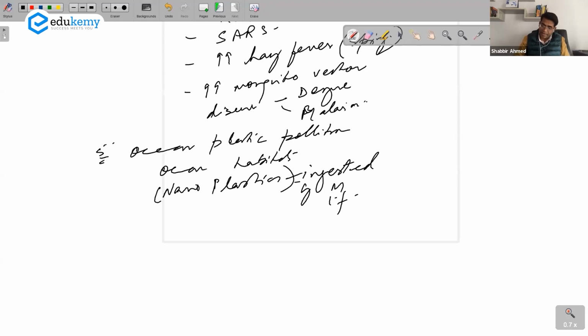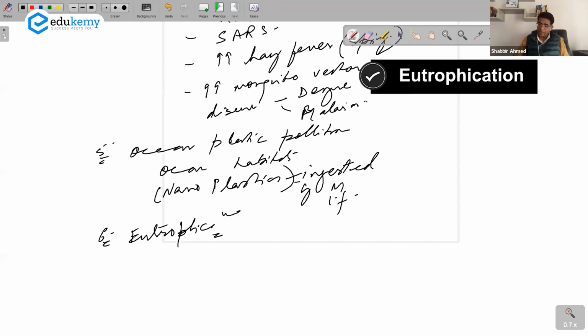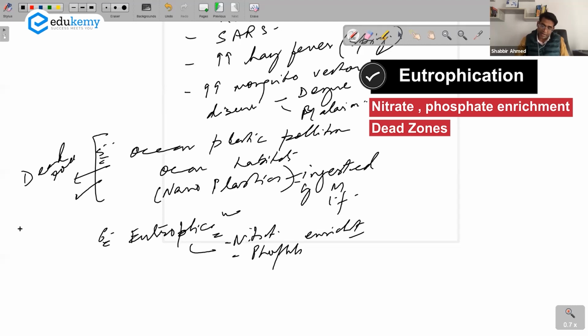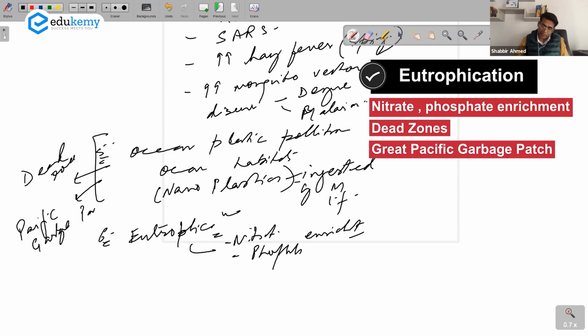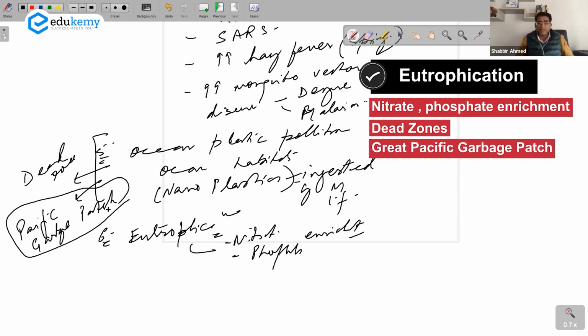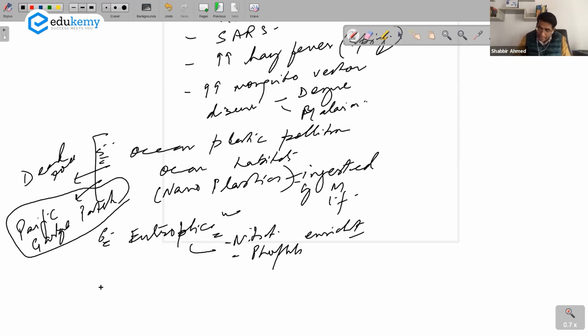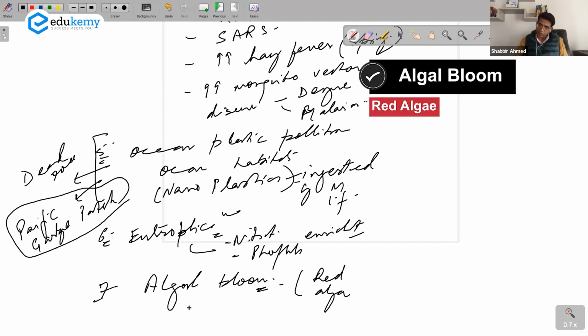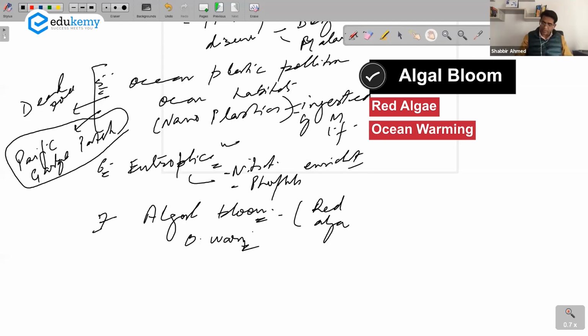Another example of a regional disruption is eutrophication. Eutrophication: nitrate, phosphate enrichment, water pollution, groundwater contamination. Talk about oceans, do talk about the dead zones. Do talk about the Great Pacific Garbage Patch. You also talk about the algal blooms. Algal blooms, jo aapka red algal blooms hai, isme question bhi pucha hua hai. Algal blooms, khaskar red algae, because of ocean warming. So first attacks, locust attacks.